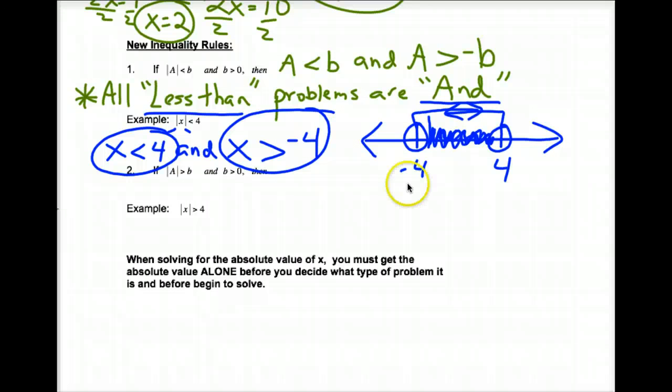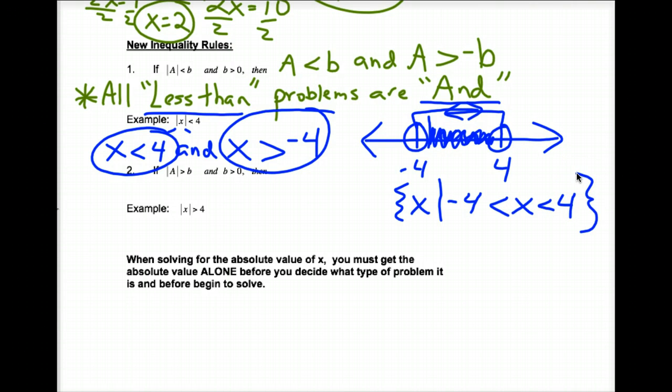If you wanted to write it in set notation, start a brace. All x such that. Can anybody write that compoundly now? Negative 4 is less than x, which is less than 4. Perfect. If you wanted to write it with the word "and" in the middle, and just the 2 things that we have written here on the left, that would be fine too. But it's better that way.